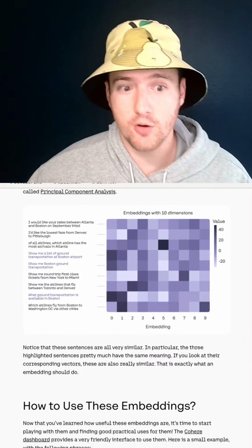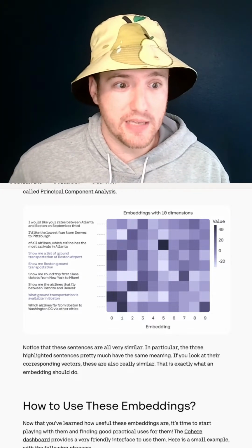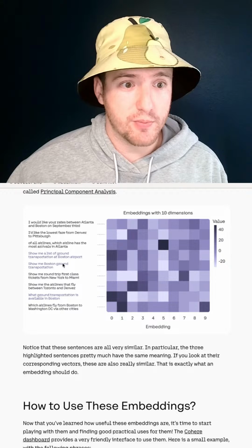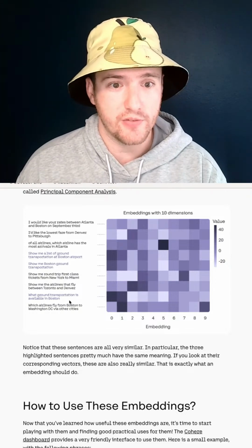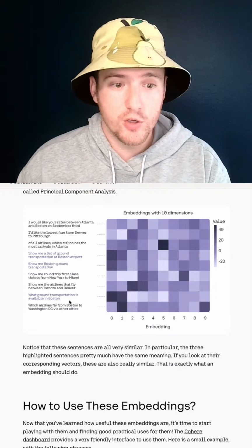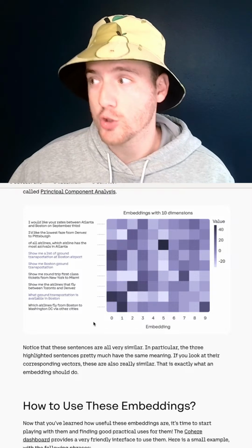Notice that these sentences are all very similar. In particular, the 3 highlighted sentences pretty much have the same meaning. Show me a list of ground transportation at Boston Airport. Show me Boston ground transportation. What ground transportation is available at Boston? If you look at their corresponding vectors, these also seem very familiar. This is exactly what an embedding should do.